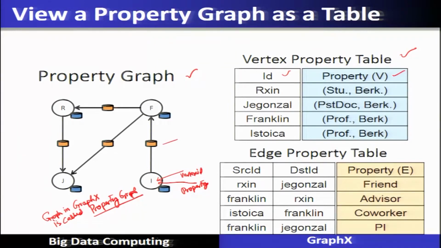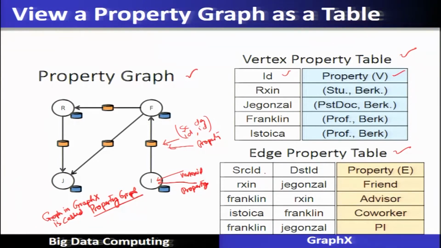Now, similarly the edges have the IDs of both the ends. So, for example, in a directed edge there will be the source ID and the destination ID. So, these will be the edge IDs, and then every edge will also contain a property associated with that edge. This information is stored in a table which is called an edge property table.